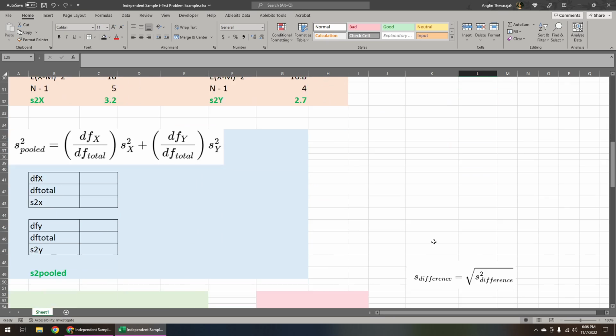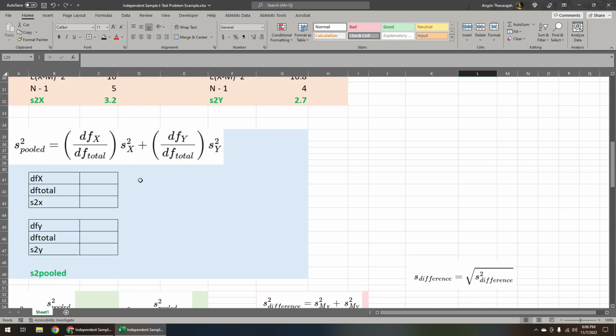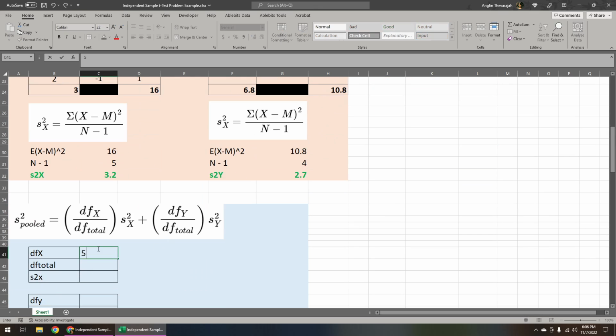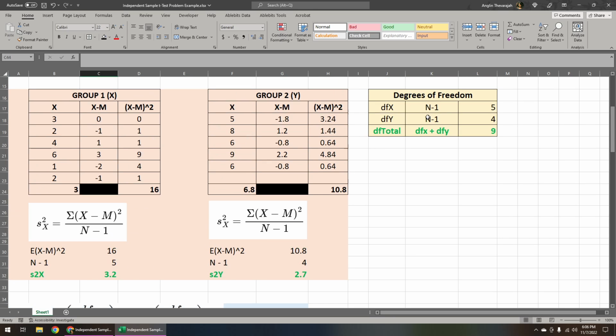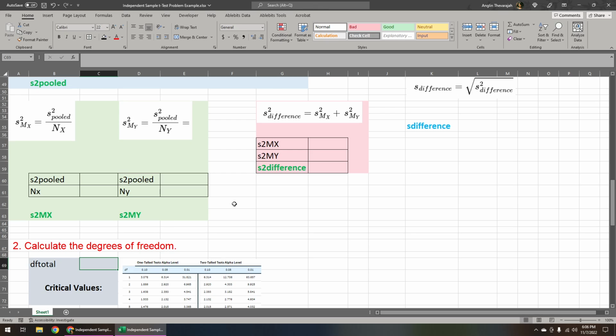Okay, now we'll scroll down, and for this one, you're not solving for anything additional. You've already done so much of the work. It's just a matter of popping in the numbers. So our dfx is 5, our df total is 9, and our S2x is 3.2. Our dfy is 4, total 9, and S2y 2.7.